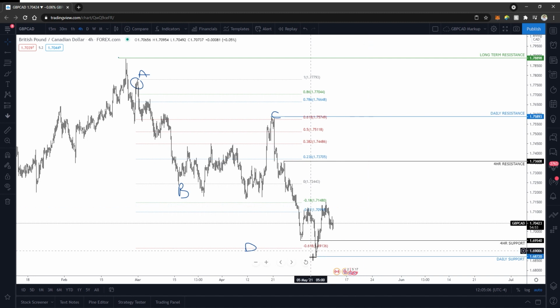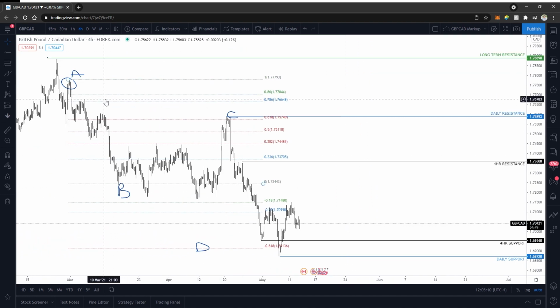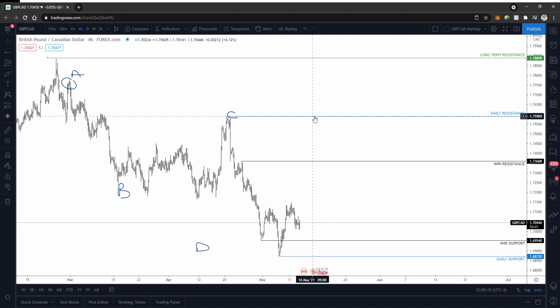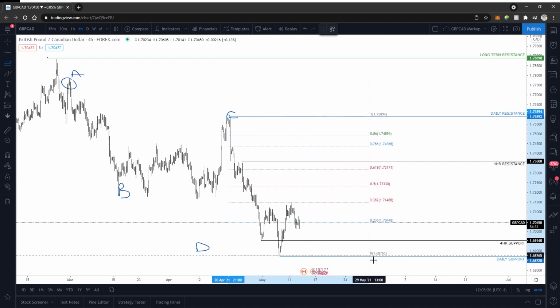At this point, what I'm going to do, C becomes a new A. So I think there's another wave down, potentially, in my opinion. If this happens, this will become the new one. So what I'm looking for is here.